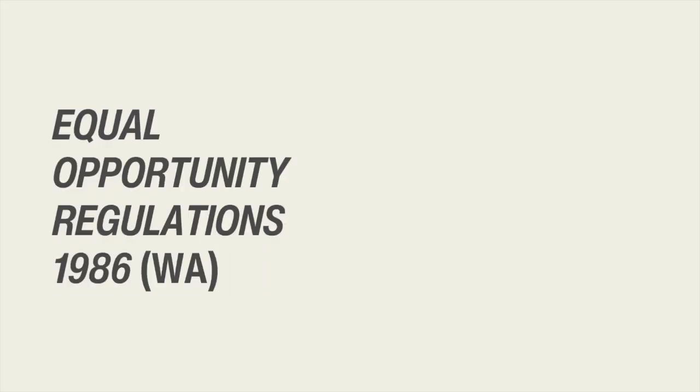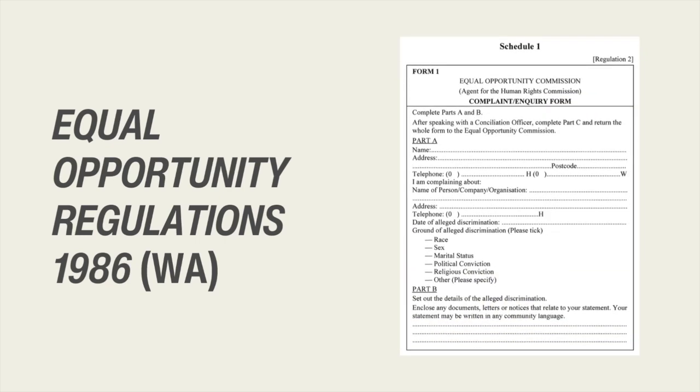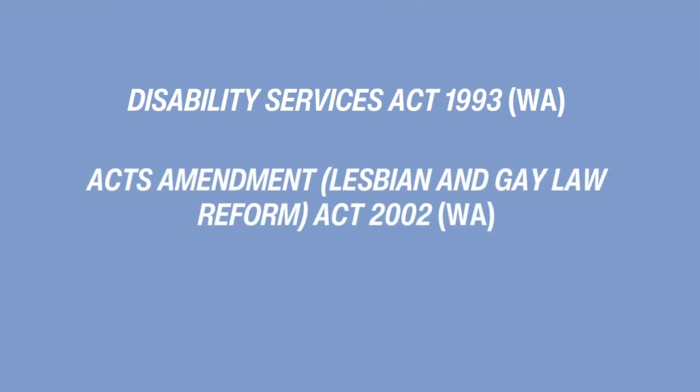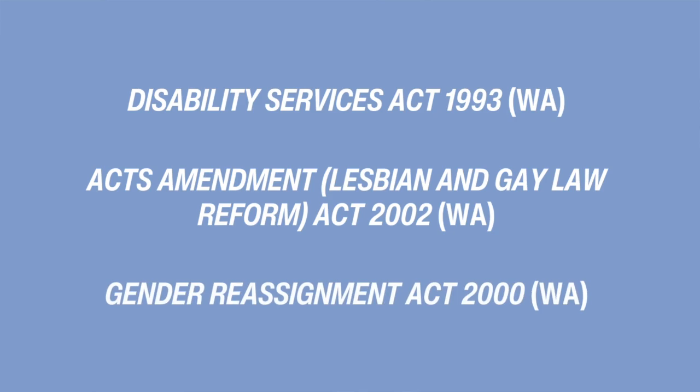You should be aware as a practitioner of the Equal Opportunity Regulations 1986, which sets out in Schedule 1, Form 1, the complaint form that must be used when lodging a WA complaint. A complaint may be based on one or more grounds under the Act. In WA, you may also need to consider other various legislation such as the Disability Services Act 1993, the Lesbian and Gay Law Reform Act 2002, and the Gender Reassignment Act 2000.